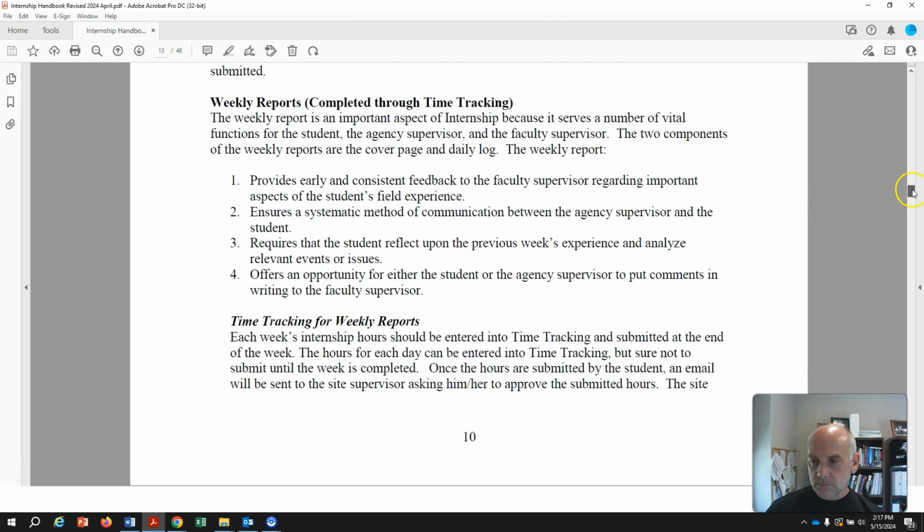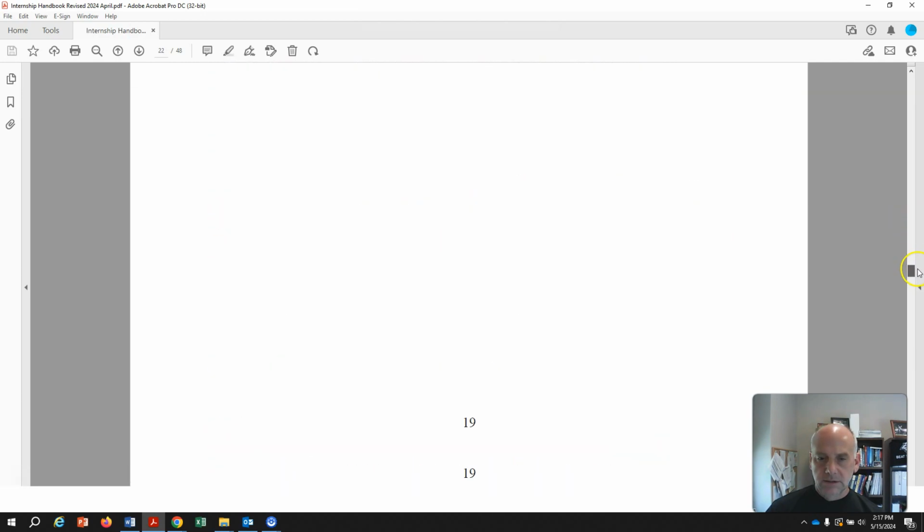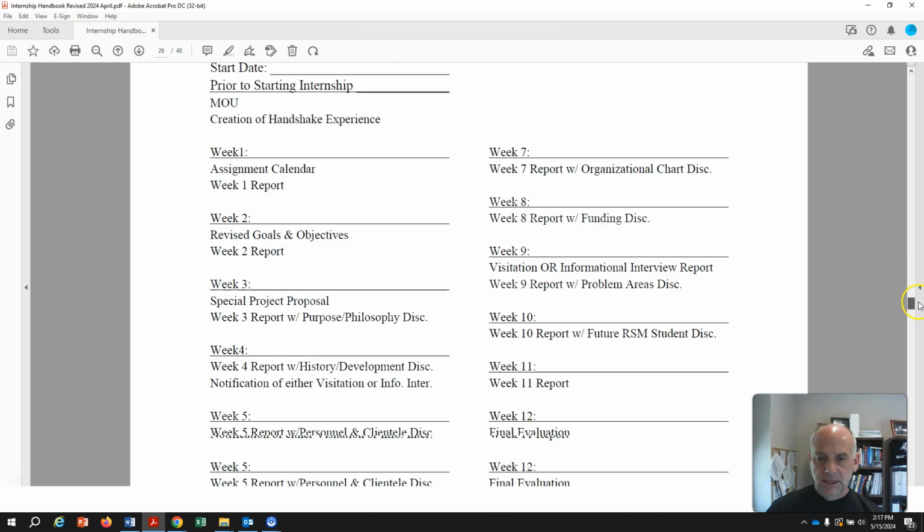And here's the example back here after the assignment calendar.